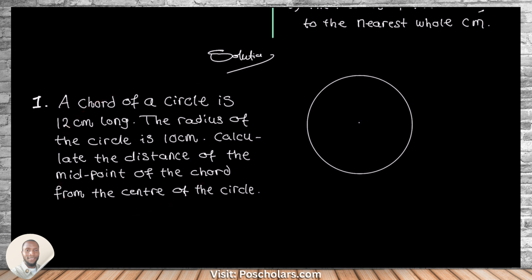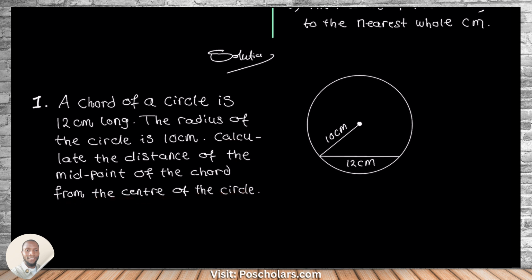Now let's solve. The question says a chord of a circle is 12 cm long. Now let's draw the chord, right? This is the chord and the length is what? 12 cm, right? Now the radius of the circle is 10 cm, right? Since the radius is 10 cm, we need the center. This is the center, and the radius is a line that touches the center and any part of the circumference. So let's choose this one. Good, right? Now this is the radius. We are told that the dimension is what? 10 cm.